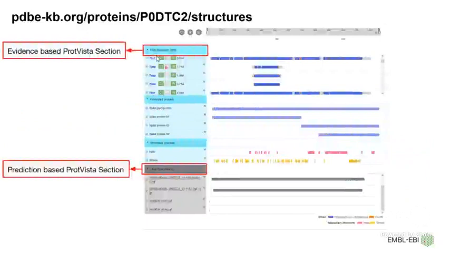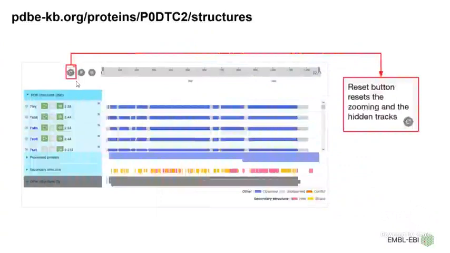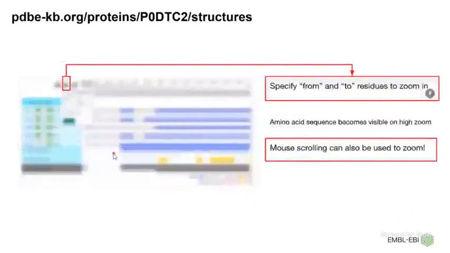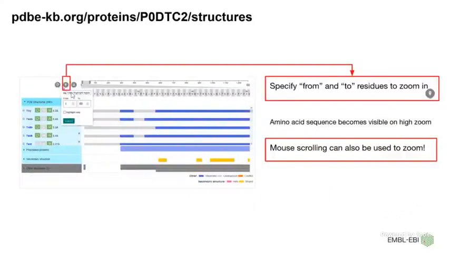In Protvista, you will see evidence-based sections in blue color, and you will see prediction-based sections in gray color. You have a reset button, which resets the zooming and the hidden tracks and takes you to the default view. You have a section for navigating the range where you can put or highlight a specific region of your interest. If you zoom in to a high level, you can even see the amino acids.